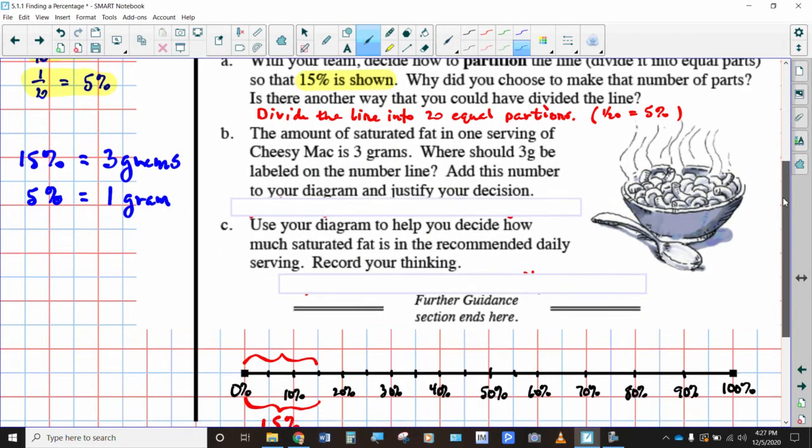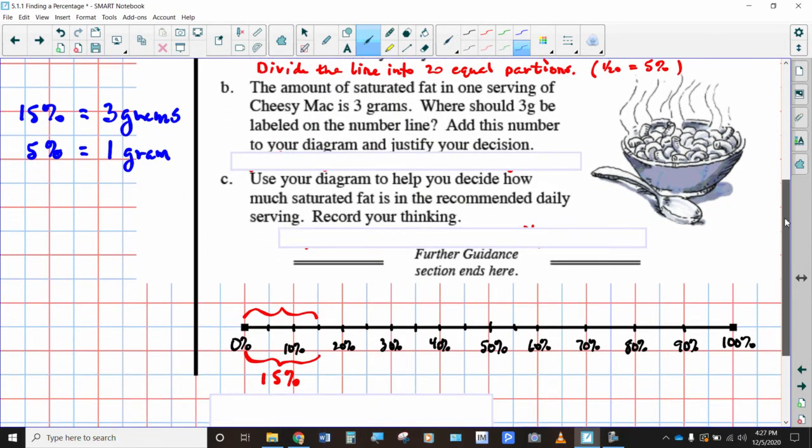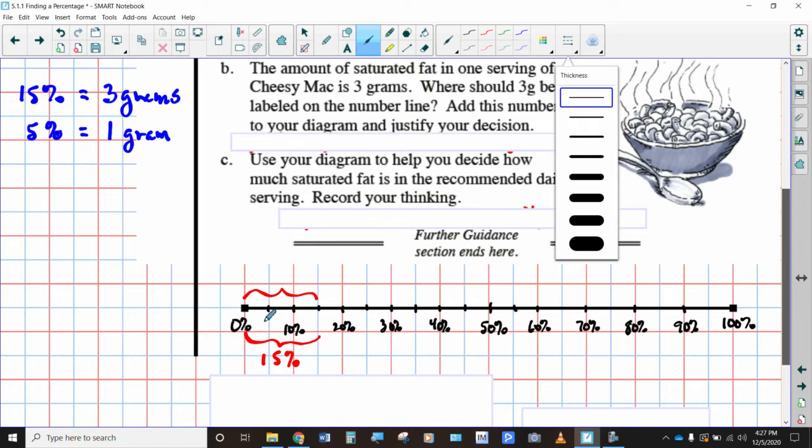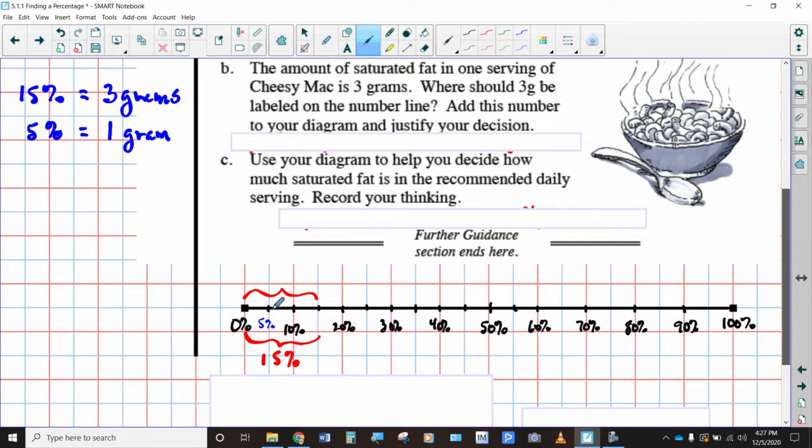So when we come down to this number line, this would be 5% right here. Let me actually make this kind of small. This part would be 5%. Each one of these sections is 5%, and this would be 15%. So this is, no, that is not correct. Every 5% is going to be 1. So I'm going to go ahead and label every single one of those 5% intervals as 1 gram.